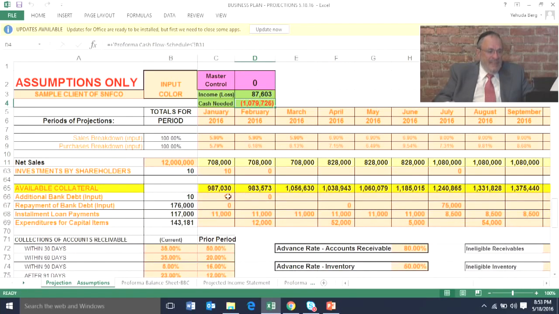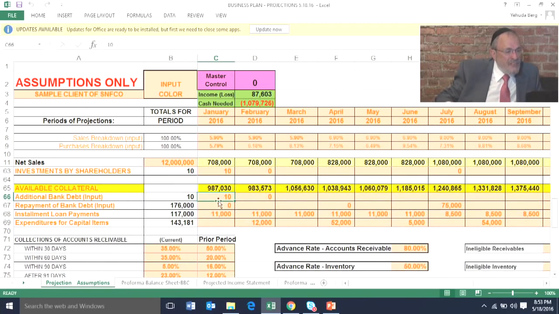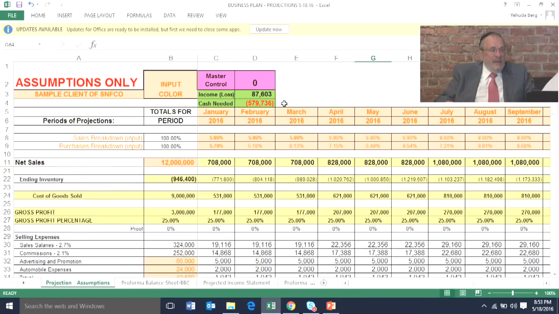And here's what happens. If I put in investments by shareholders, right now I have $10. Let's put in $250,000 he starts with. And this month he puts in another $250,000. Now let's see, he put in $500,000. As we said before, we're still short $579,000.